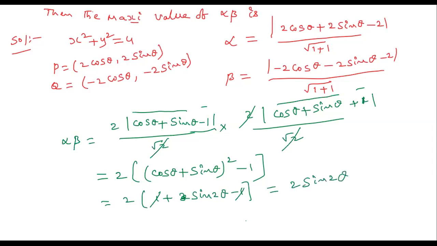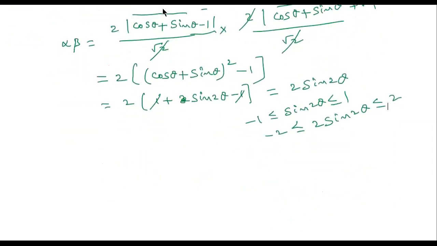What is the range of sine 2 theta? Minus 1 to 1. Okay. But we need 2 sine 2 theta. So multiply on both sides by 2. We get 2 sine 2 theta less than or equal to 2. They are asking the maximum value. What is the maximum value here? Maximum value, that is 2. What is the minimum value? Minus 2. Range is minus 2 to plus 2. So answer is plus 2.